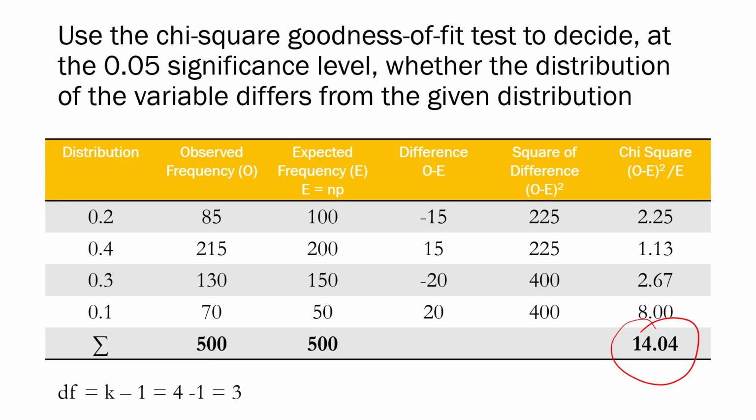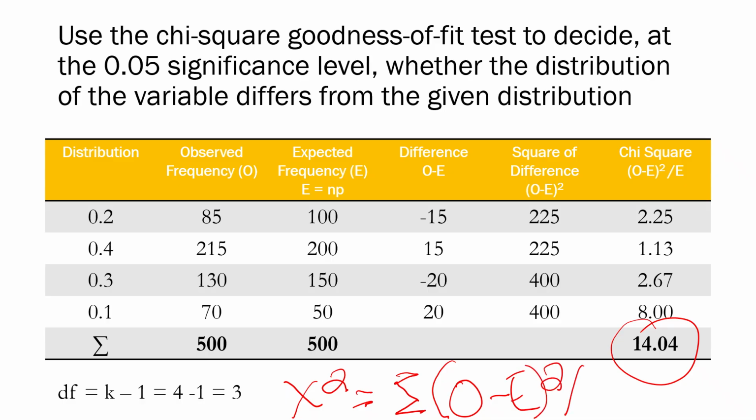Why is it your chi-square value? Let's look at the formula again. I'm going to write it out here. I'm going to try and make it as neat as possible. Your chi-squared is equal to the sum of O minus E squared divided by E. That's what this is. It's the sum of O minus E squared divided by E. That's how you calculate your chi-square. It's actually really easy.